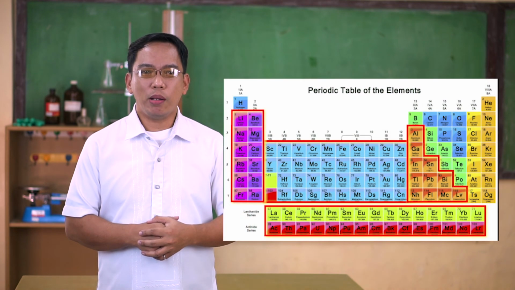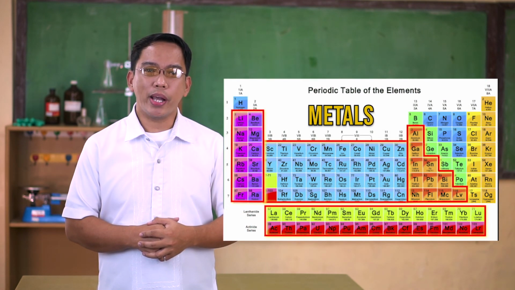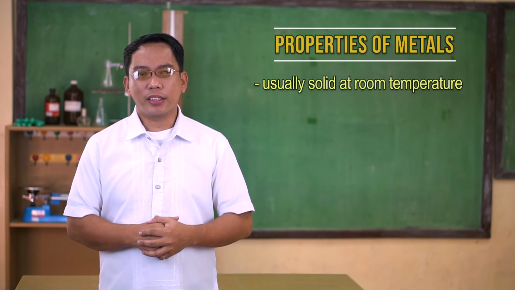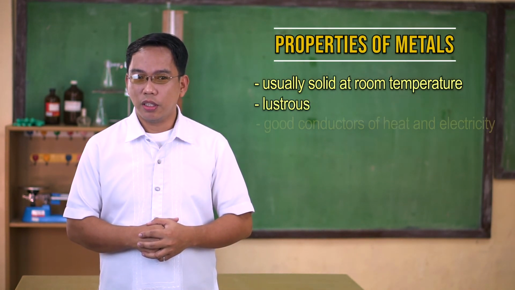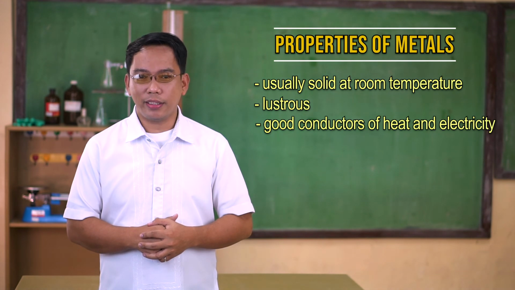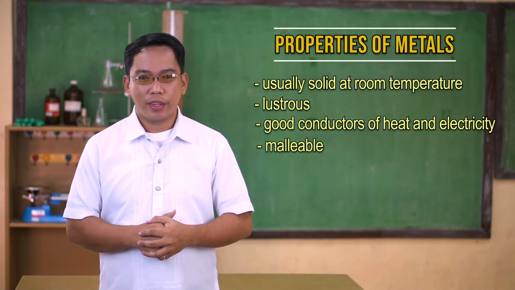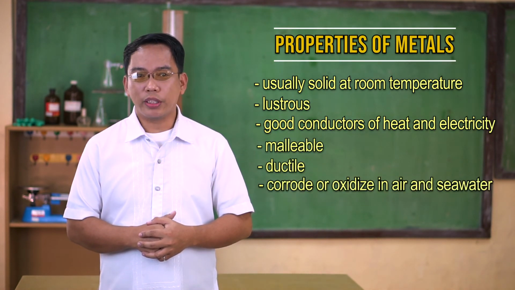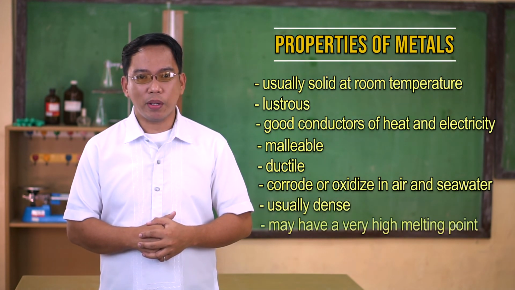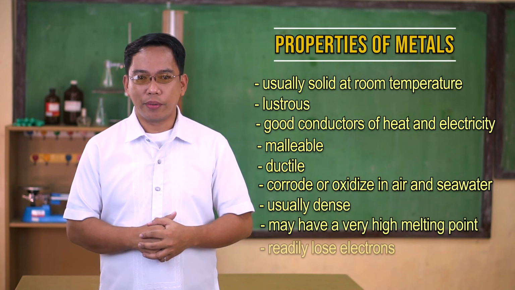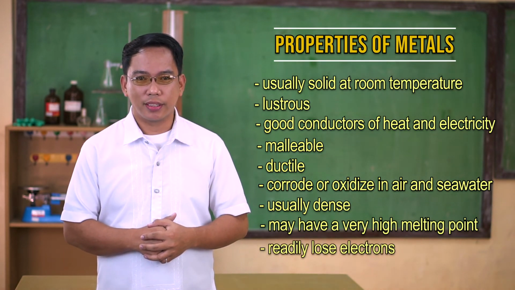The majority of the elements on the left side of the table are metals. Metals are usually solid at room temperature, lustrous, good conductors of heat and electricity, malleable, ductile, corrode or oxidize in air and seawater, usually dense, may have a very high melting point, and readily lose electrons.